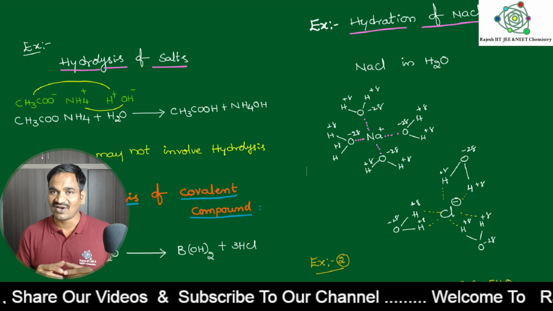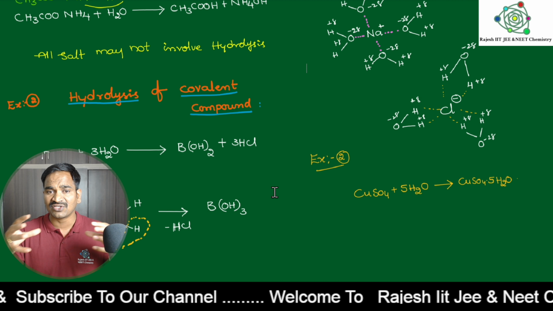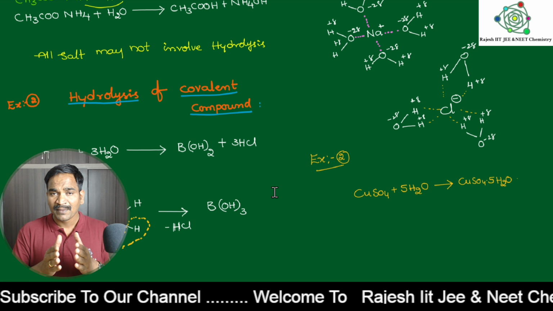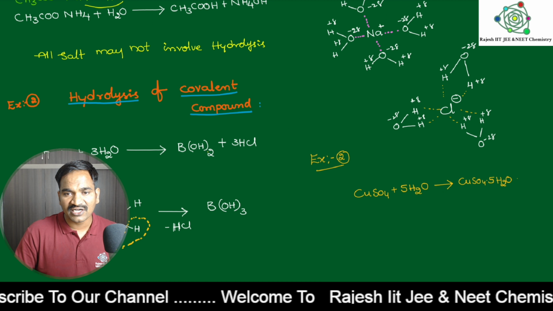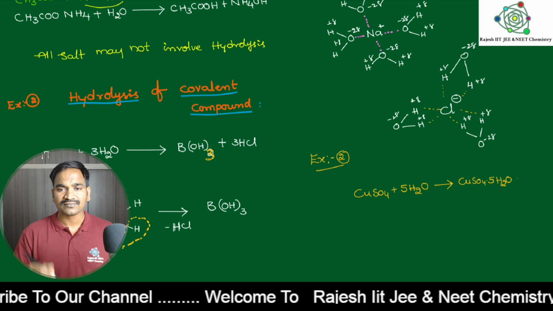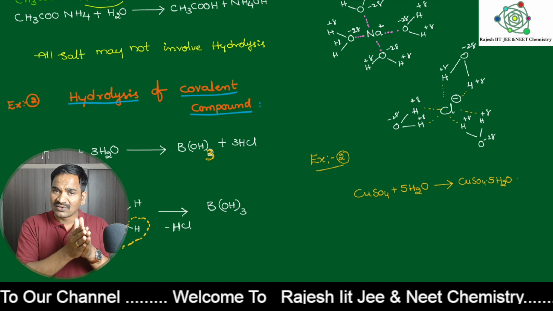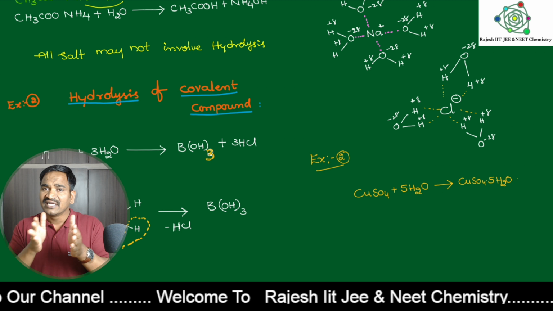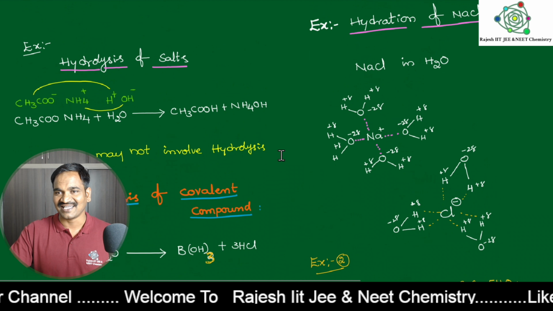One more example. I think you may get one doubt: sir, salts means what? They are ionic compounds. What about covalent compounds? Some covalent compounds are also involved in hydrolysis, that is BCl3. If you take BCl3 mixed with water, it is converted into B(OH)3. Here also you observe an important point: the added compound as well as the water both get dissociated. Is it clear? Now we go to the hydration example.